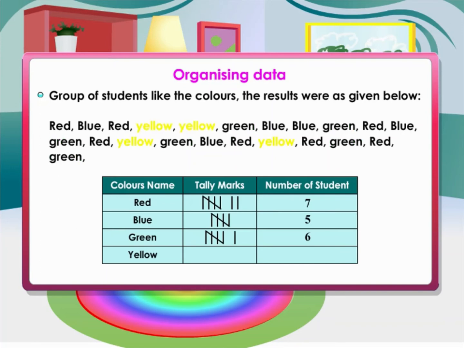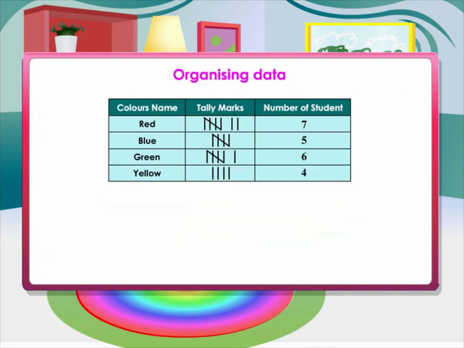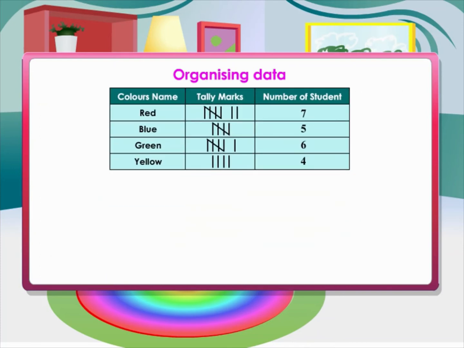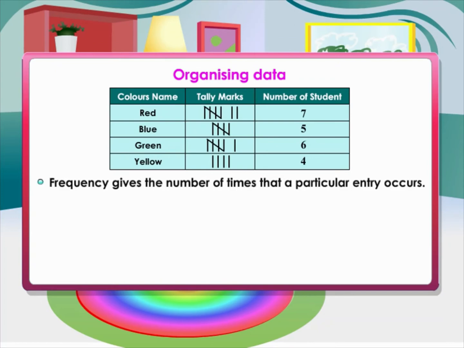The last one is yellow. The number of students in yellow color is 4. Mark 4 tally marks. Write the number of students in yellow color is 4. This is known as the frequency of that color. Frequency gives the number of times that a particular entry occurs.